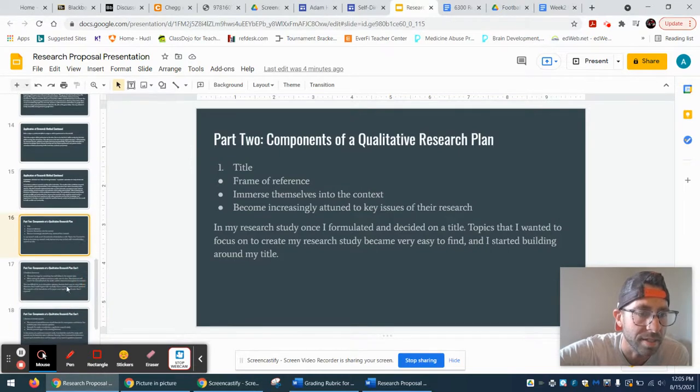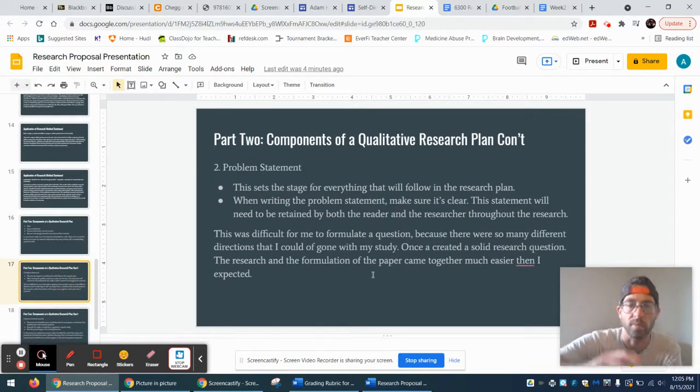The second concept that I want to talk about is problem statement. This sets the stage for everything that will follow in the research plan. When writing the problem statement, make sure it's clear. The statement will need to be retained by both the reader and the researcher throughout the entire research study. So this was difficult for me to formulate a question because there were so many different directions that I could have gone with my study. But once I created a solid research question, the research and the formulation of the paper came together much easier than I expected.